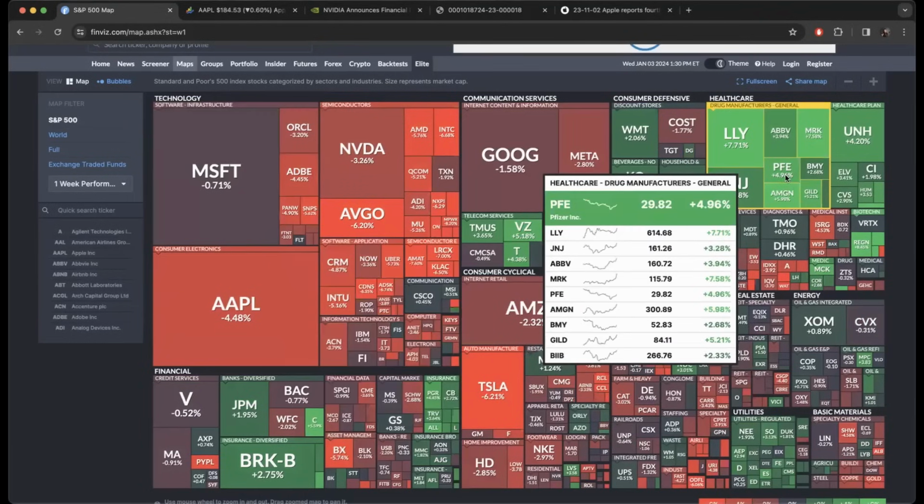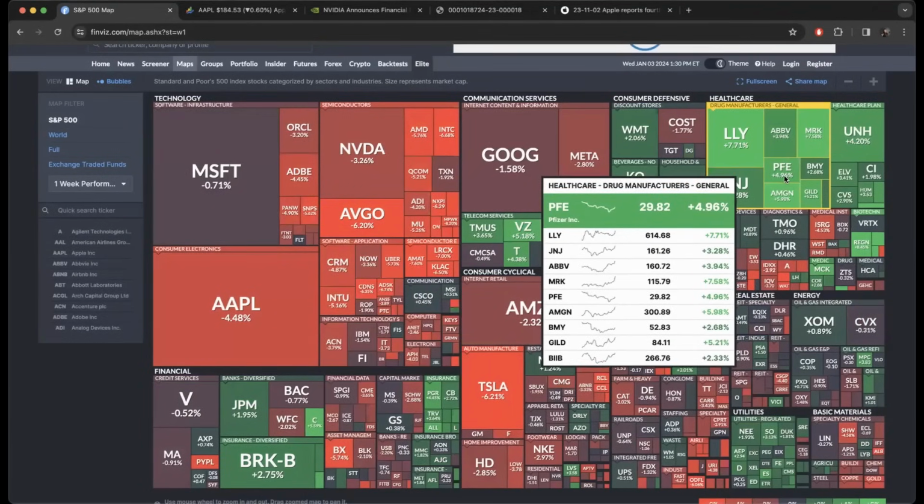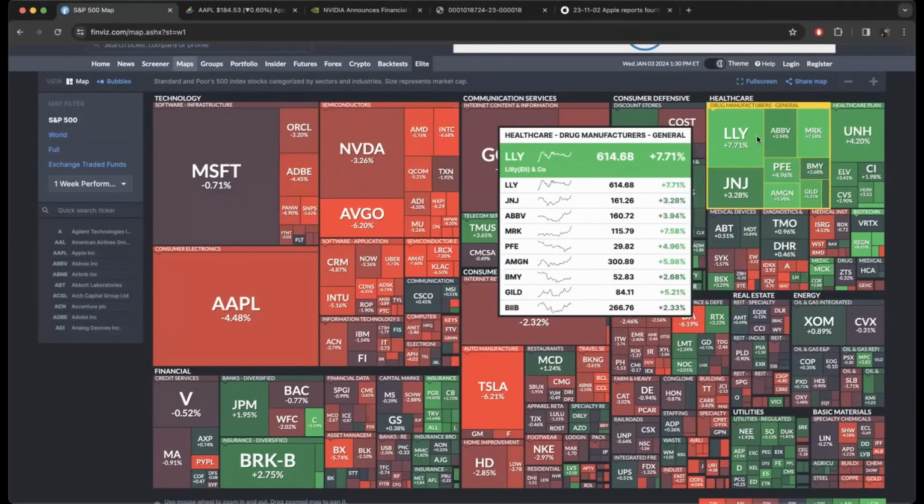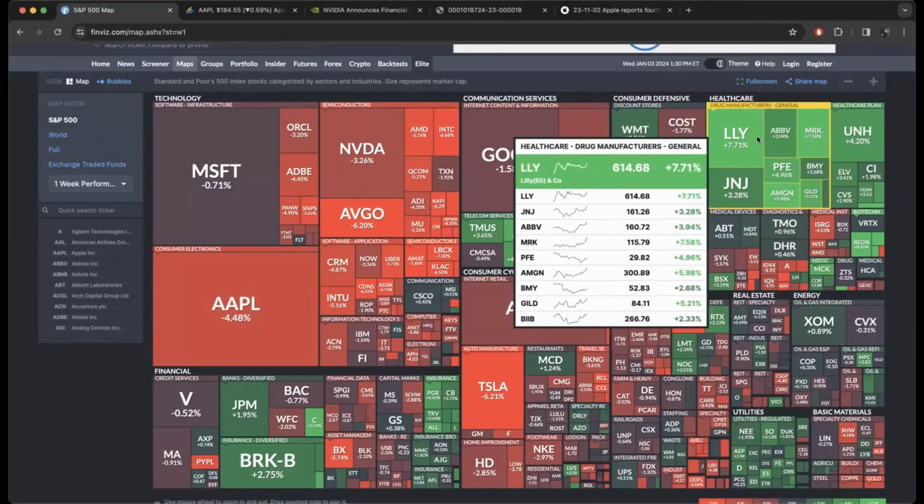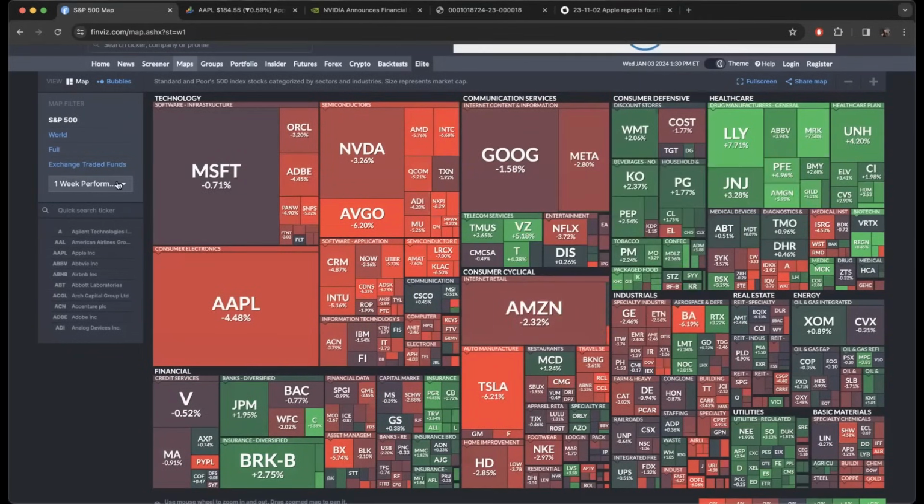But taking a look, some of the most hit stocks of last year, including Pfizer, are starting to be the biggest runners of 2024. The healthcare sector is definitely getting the biggest bump so far, but we are only a few trading days into the beginning of the year, so it'll be very intriguing to see where we go.